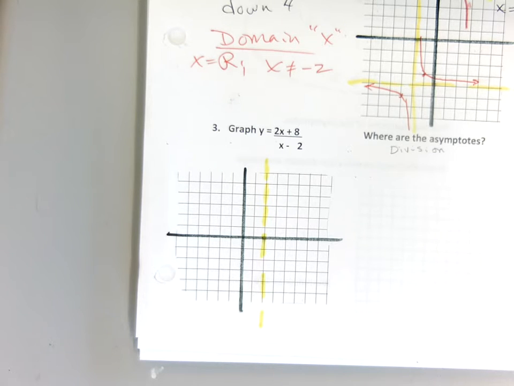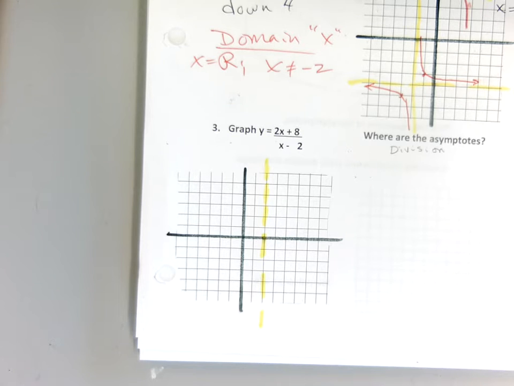I didn't even put it on my calculator, but why did you put an asymptote right there? Because of the 2. What's 2 minus 2? 0. Can you divide by 0? So x cannot be 2. That's why there's an asymptote there, okay? Now, what does this look like?